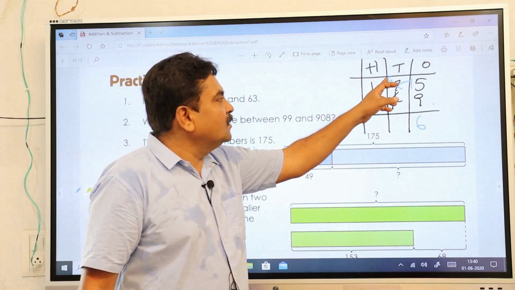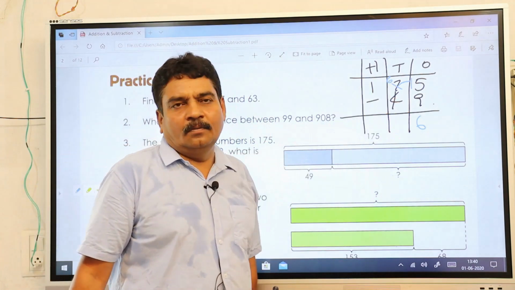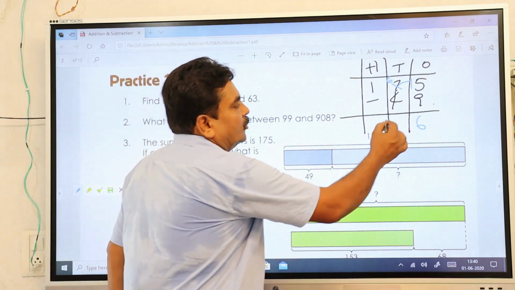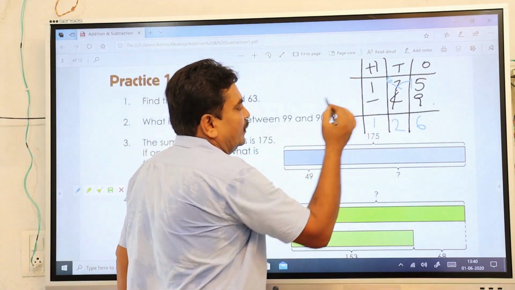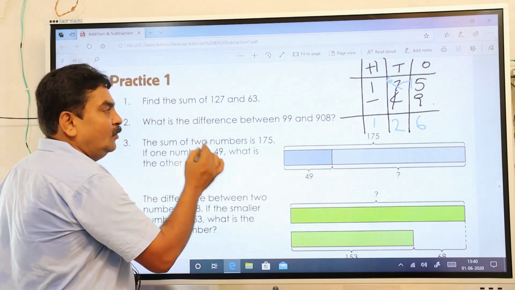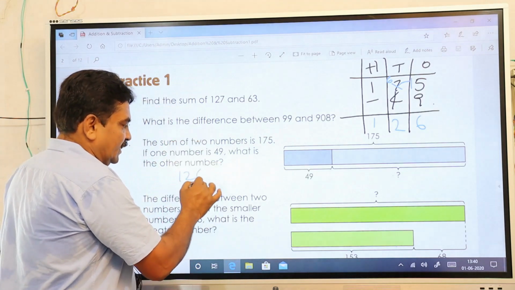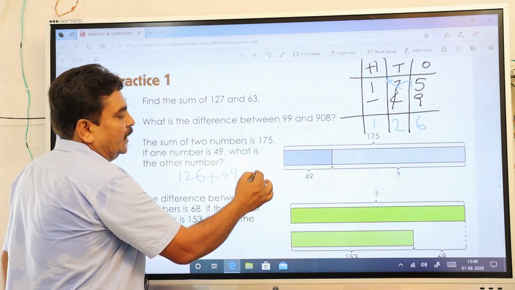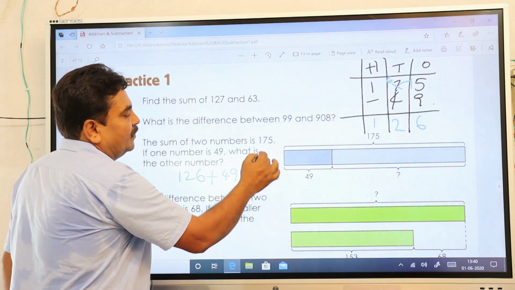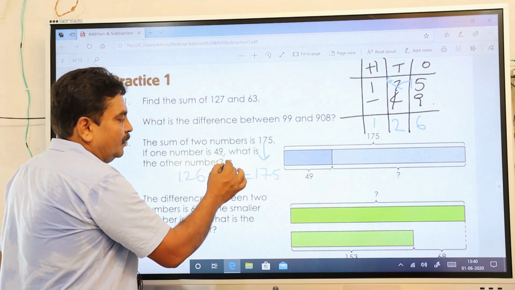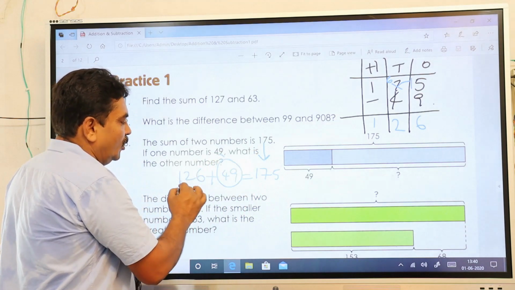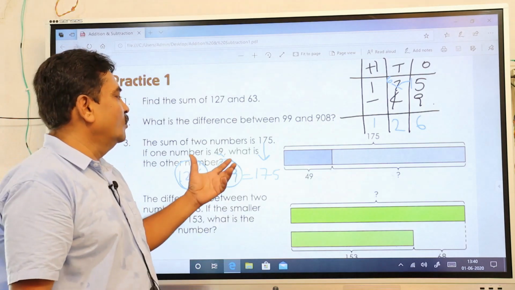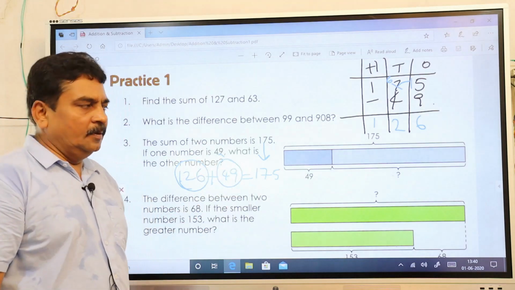And from 6 minus 4. So 4 after 5, 6. Two numbers. 2. And this is 1. So you have to add 126 along with 49 to get 175. So one number given as 49 and you got the other number as 126. In this way you are going to do this problem.